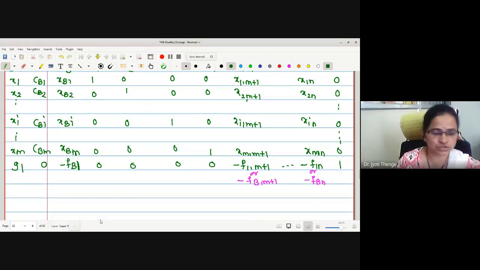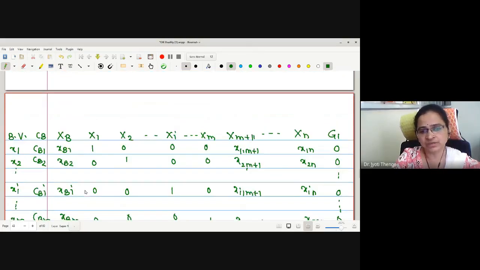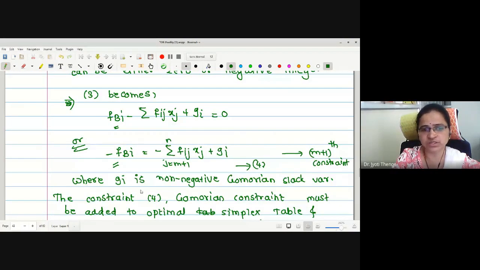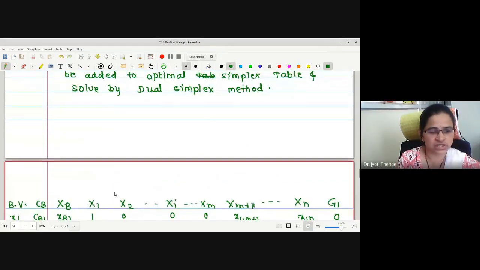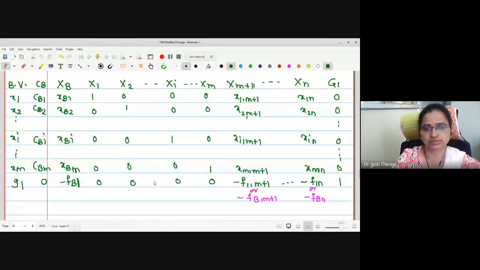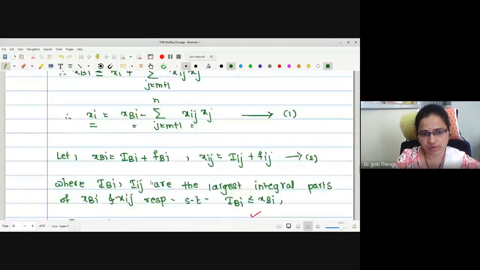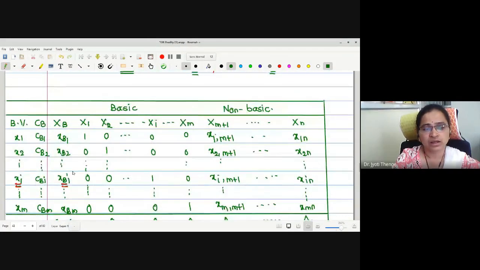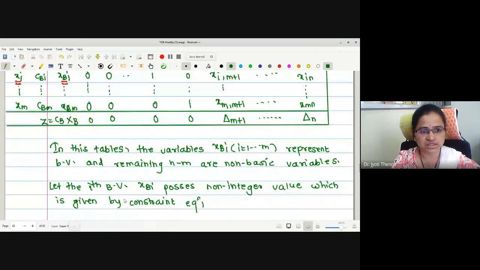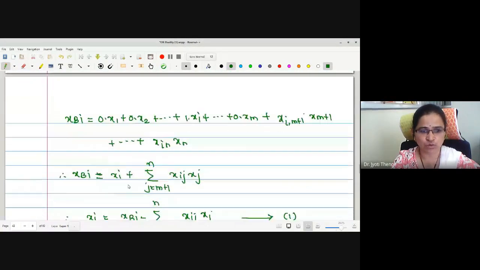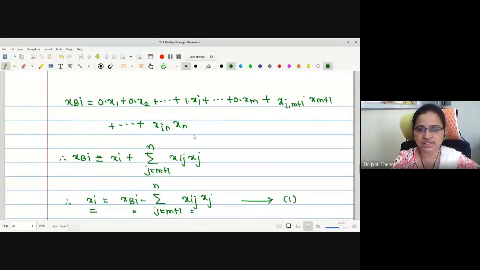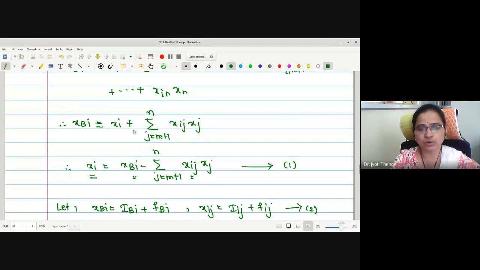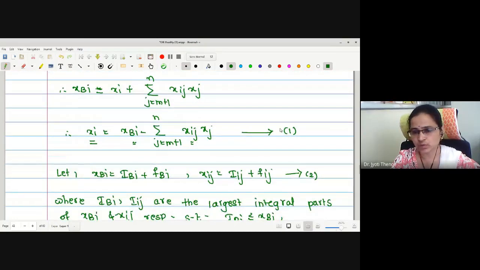Okay, this is the construction of the Gomory constraint. If you have any difficulty in the construction of this Gomory constraint, you can ask me. Otherwise, we will try to understand the algorithm of Gomory's cutting plane method. Like we start from the first point. In order to obtain the integer value of this ith basic variable, we have written its constraint. We have written the constraint as xbi is equal to xi plus summation xij xj, where xi is equal to xbi minus. We have written this as equation number 1.